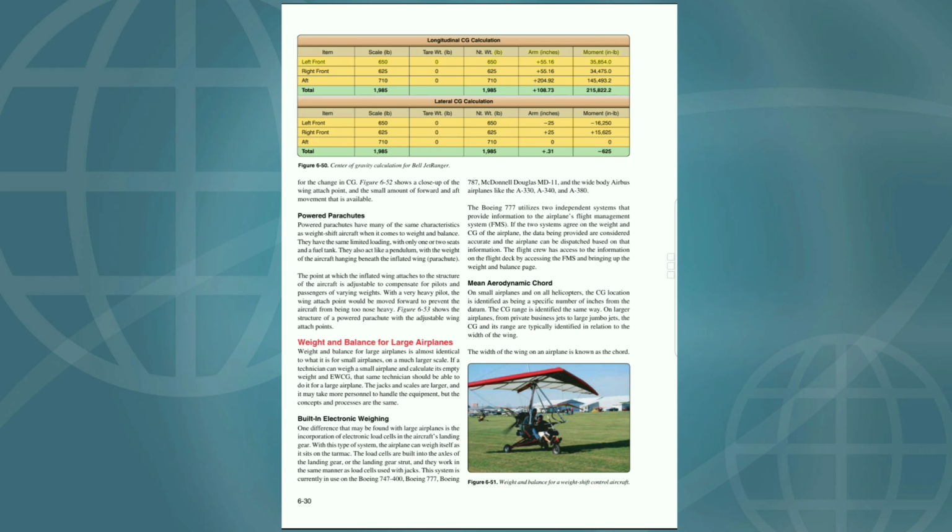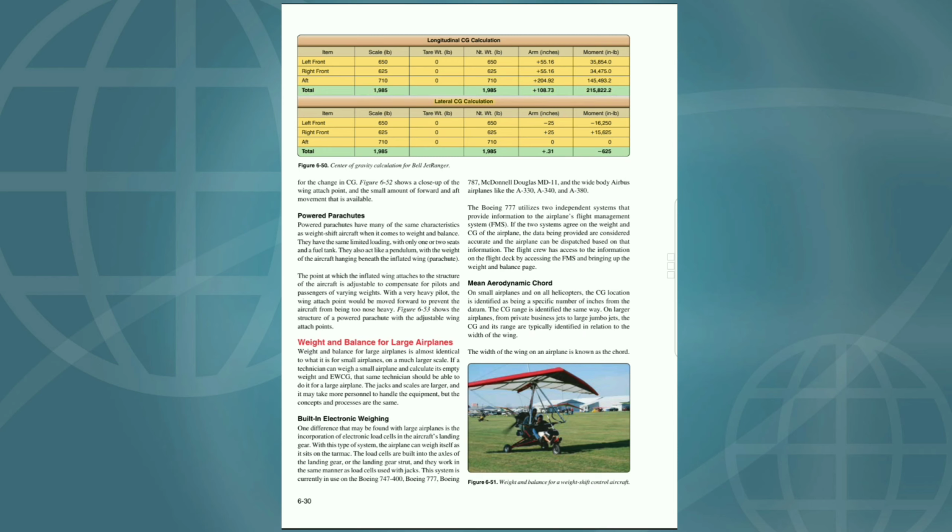Left front 650, tare 0, net 650, arm plus 55.16, moment 35,854.0. Right front 625, tare 0, net 625, arm plus 55.16, moment 34,475.0. Aft 710, tare 0, net 710, arm plus 204.92, moment 145,493.2. Total 1,985, net 1,985, arm plus 108.73, moment 215,822.2.